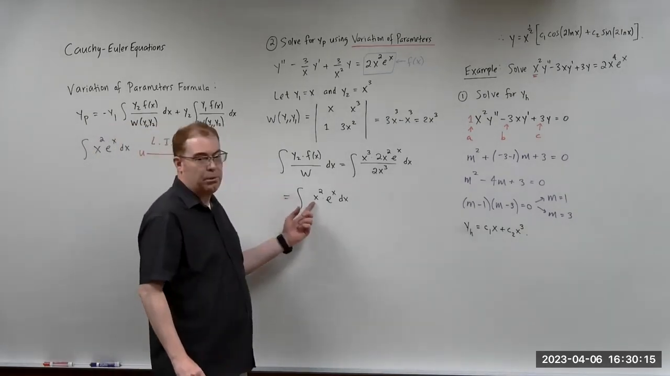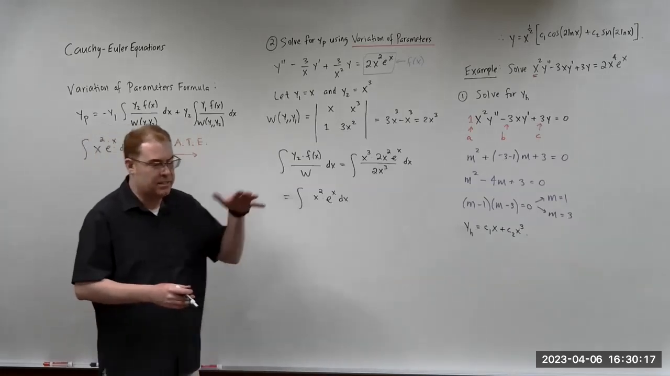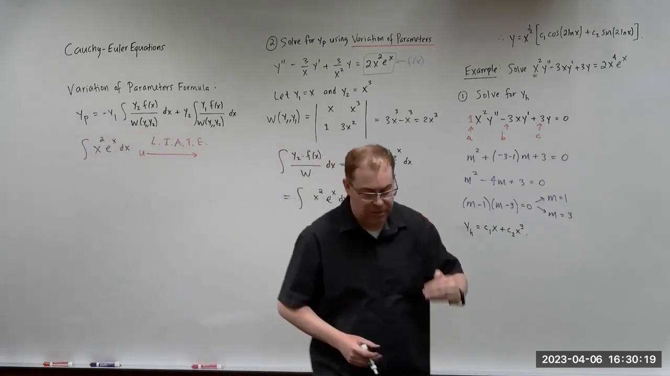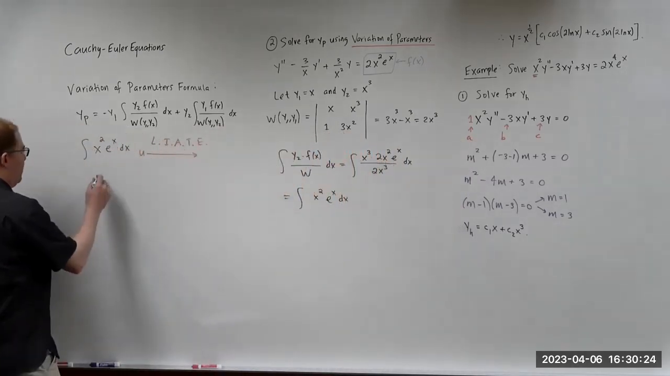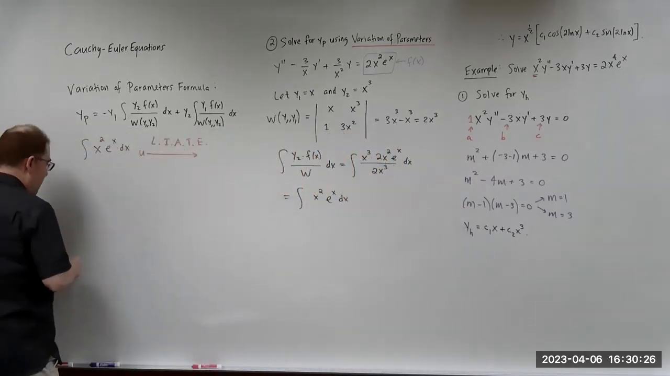And it's actually tailor-made for when u is a polynomial, okay? Because the idea is that you're gonna take successive derivatives of u until you reach zero. So that's tailor-made for this. All right, so let's do that here.